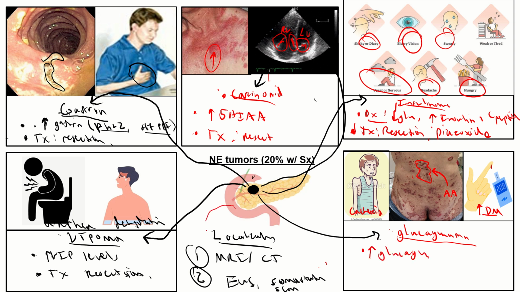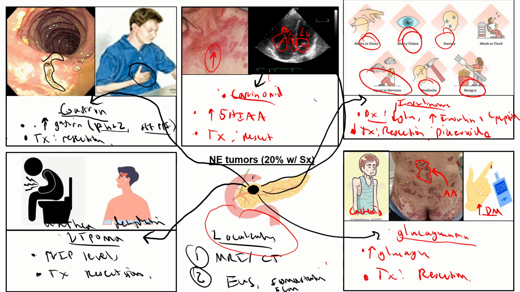Obviously, you might need to do localization as well. And then treatment for these patients, once again, resection. Can't resect, once again, chemo, debulking, octreotide, anything really to decrease symptomatic secretion of these hormones. So these are your neuroendocrine tumors that you see most likely in the pancreas.